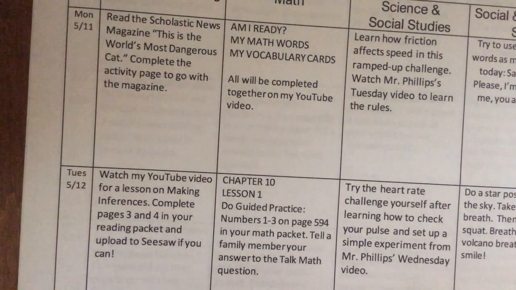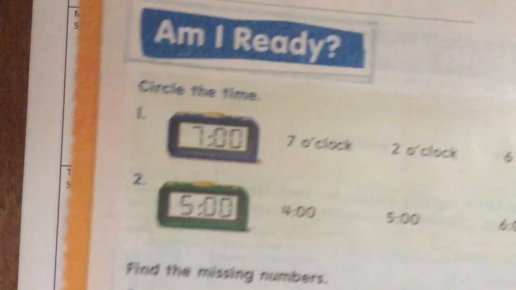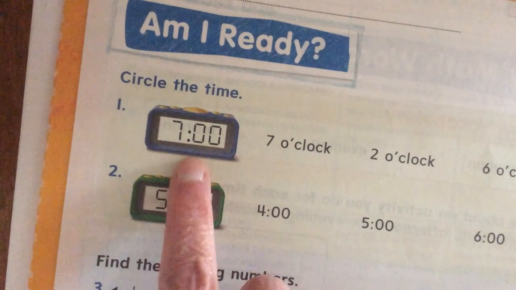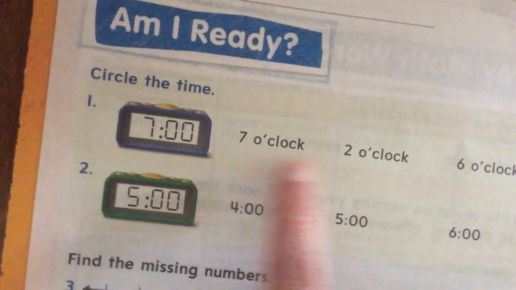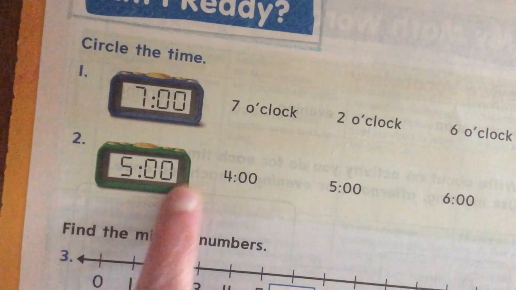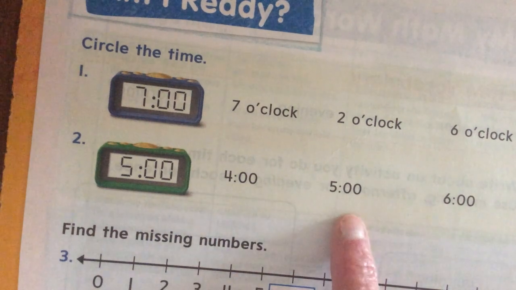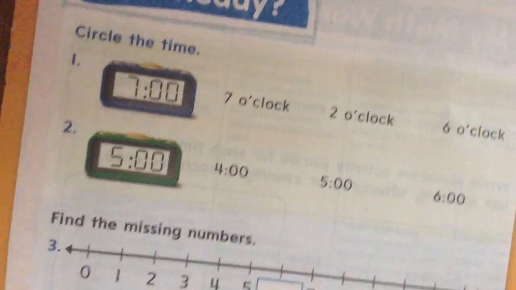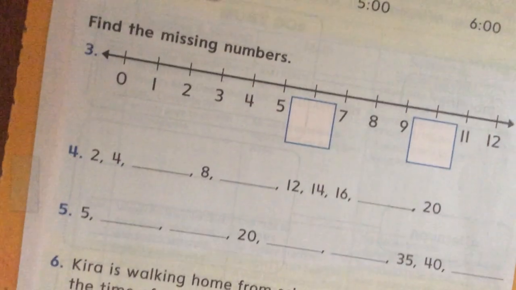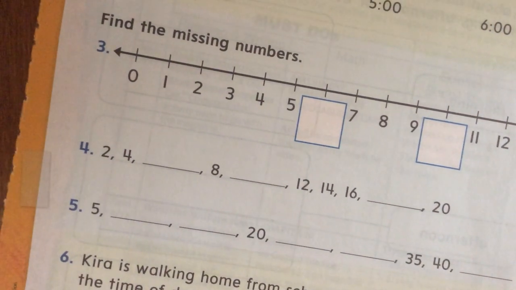All right, so your assignment today is right here on Am I Ready? You need to do this page by yourself, which is pretty easy. I'm guessing you can do that. You're going to circle the time. So what time does the digital clock say? 7 o'clock, 2 o'clock, or 6 o'clock? This one looks like this. Does it say 4 o'clock, 5 o'clock, or 6 o'clock? And then fill in the missing numbers on the number line. And then you're going to have to skip count for number 4.